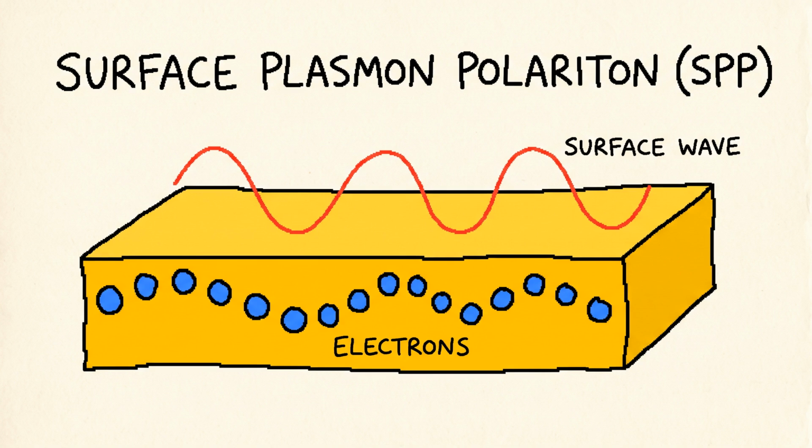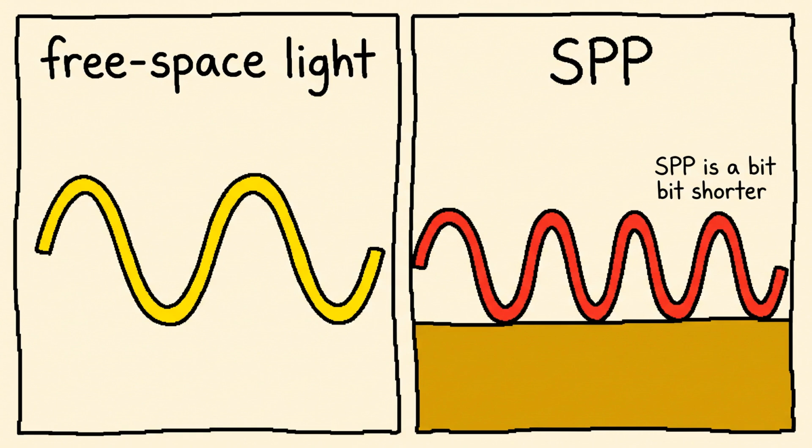Now meet the surface plasmon polariton, the SPP. It's not light alone. It's not electrons alone. It's a hybrid, an electromagnetic wave locked together with the collective sloshing of electrons just inside a metal. It rides the boundary between metal and air, like a swell trapped between two layers of ocean. Because it's bound to the surface, it doesn't follow the same rules as free space light.